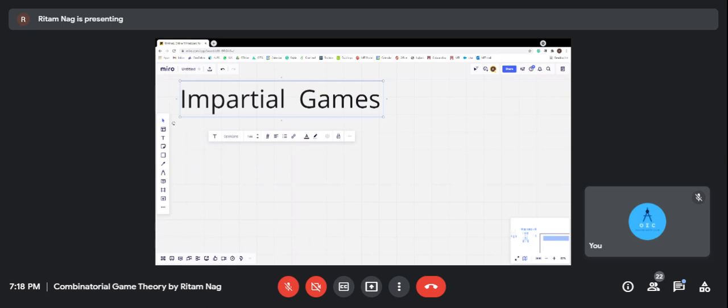This is in contrast to games like chess, which are partial games, because the white player only moves white pieces and the black player only moves black pieces. That would be what is called a partial game.